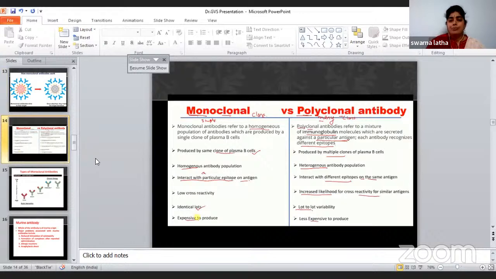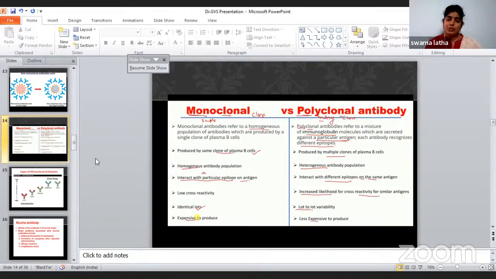Okay, after seeing all the monoclonal and polyclonal antibodies, now we can find the major differences. Monoclonal, as I said, comes from a homogeneous or single B clone, whereas polyclonal refers to heterogeneous B cell production, and the antibodies come from different B cells. Because of that, the cross reactivity is very high with respect to the polyclonal antibodies, whereas with monoclonal, the cross reactivity is very low.